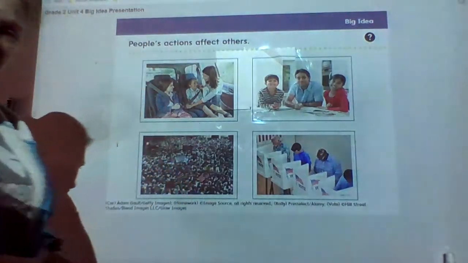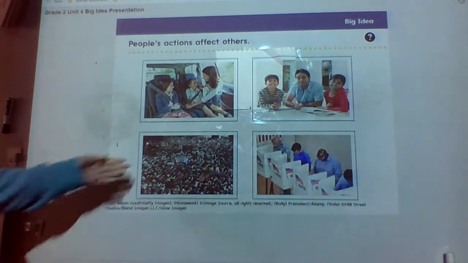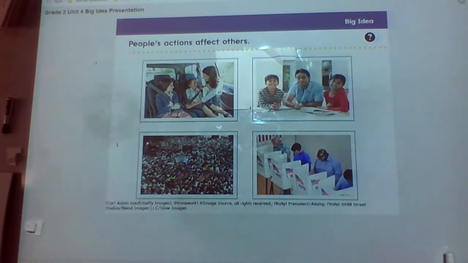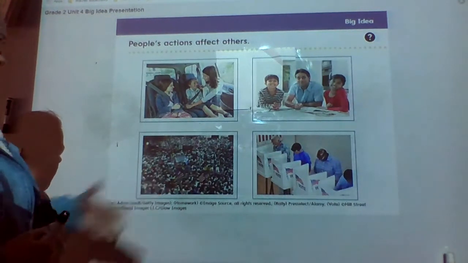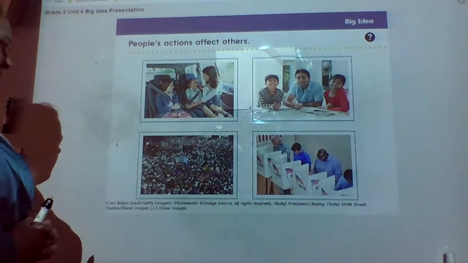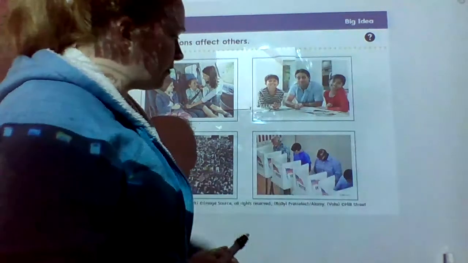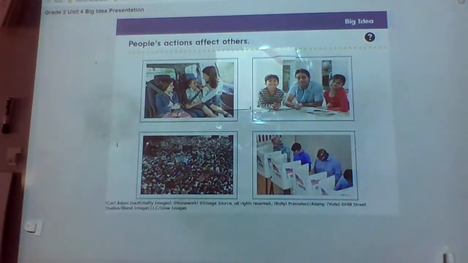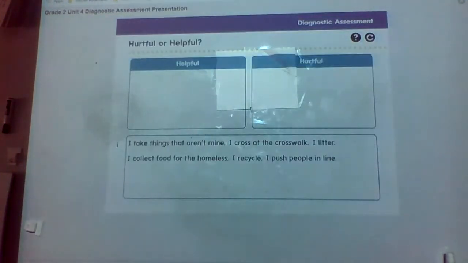Here they look like they're having fun, they're smiling. This is a group that's gathered together, probably, I don't know, senators or somebody. Maybe it's a rally of some sort. Maybe there's a politician there getting ready to speak, something like that. And then over here, we see some people voting. So all of those actions can affect those around them.